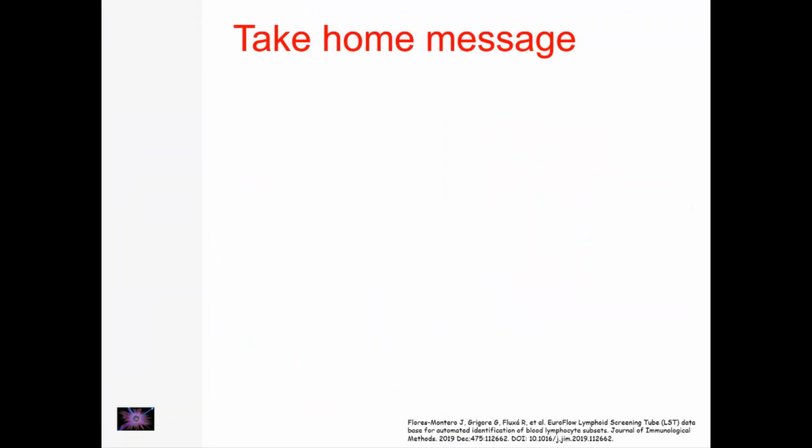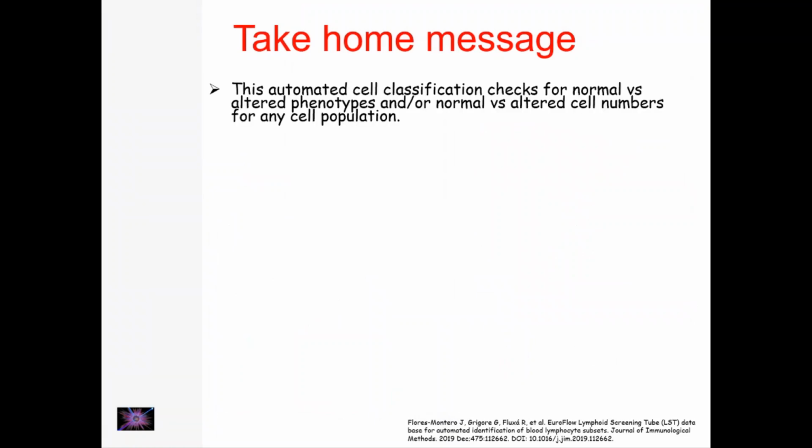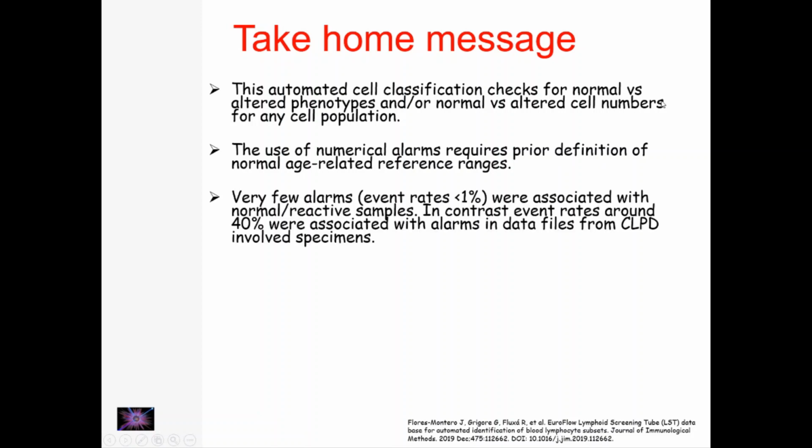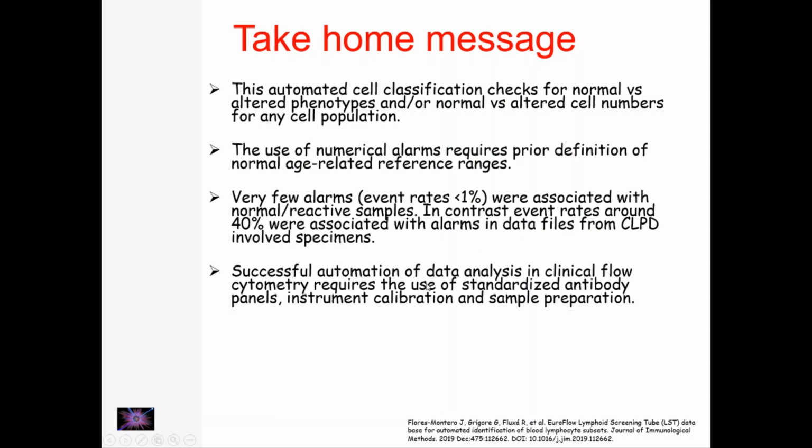So the take-home message from this part of my talk would be this: automated cell classification checks for normal versus altered phenotypes and/or normal versus altered cell numbers for any cell population. The use of numerical alarms requires prior definition of normal age-related reference ranges. Very few alarms, event rates less than 1%, were associated with normal reactive samples, and in contrast, event rates around 40% were associated with alarms in data files from CLPD-involved specimens.